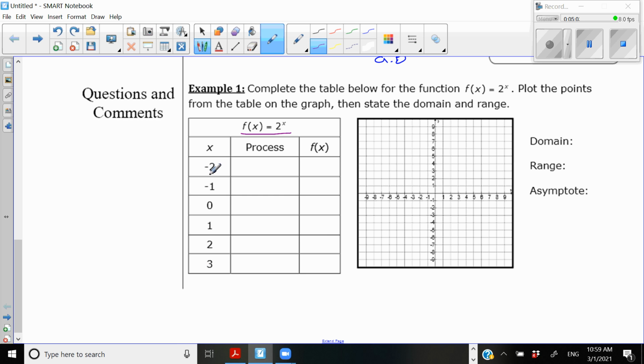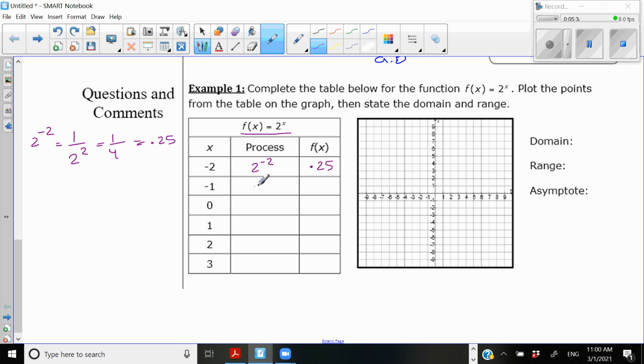If x is equal to -2, then the function is going to be 2 to the power of -2. What is 2 to the power of -2? You can use your calculator or just evaluate that by yourself. So for 2 to the power of -2, I can get rid of the negative by flipping the base and making the power positive here. So this will be 1/4 and is equal to 0.25. So the f of x or the y value will be 0.25.